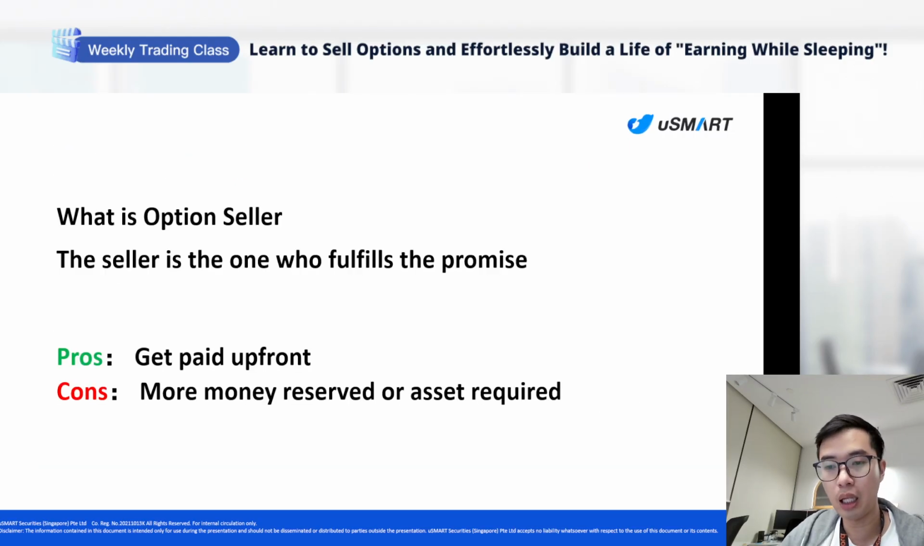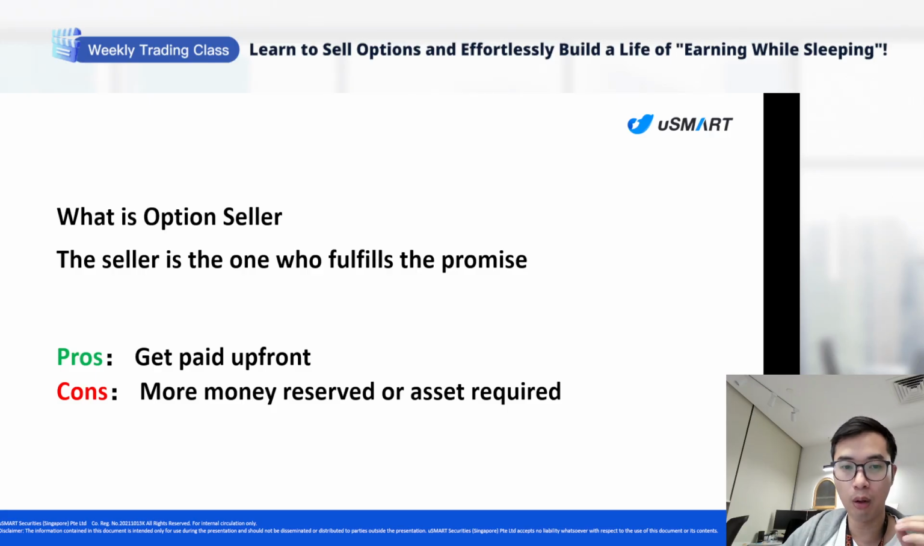So again, let us focus on what an option seller is. The option seller is the one who fulfills the promise. The pro is that you get paid upfront. It means once you become a seller and a buyer opens a contract with you, you will get the premium. So you will get paid upfront.